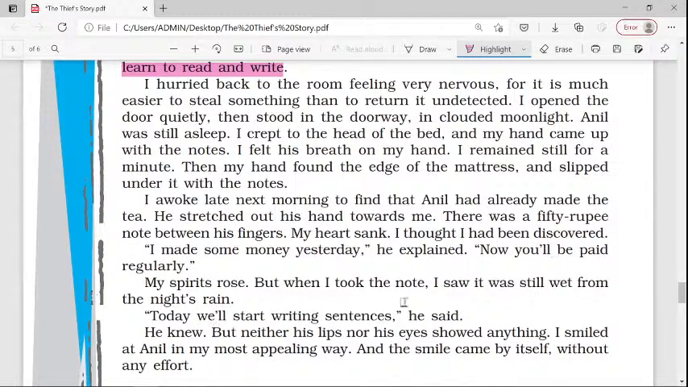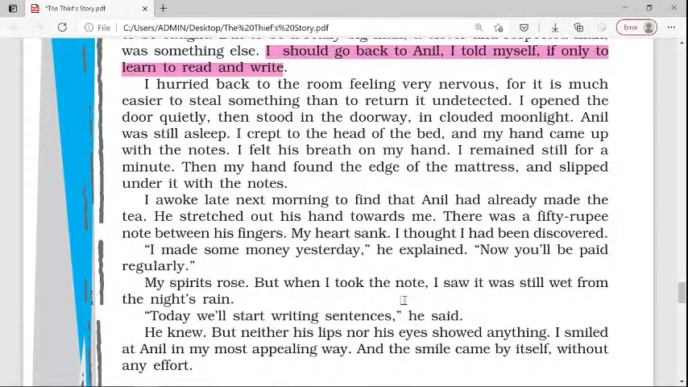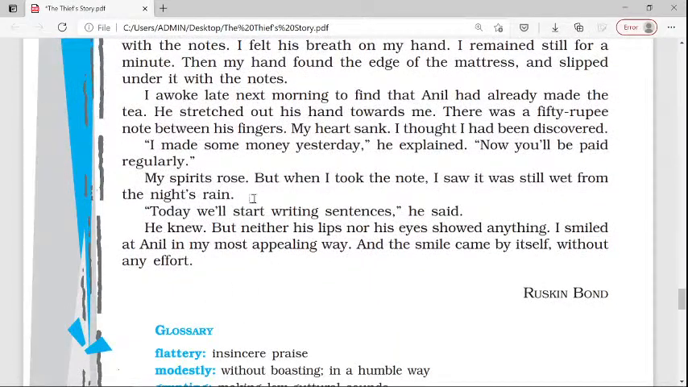He also made an announcement to Hari Singh saying that I made some money yesterday, so you shall be paid regularly from now onwards. My spirits rose, but when I took the note, I saw it was still wet from the night's rain.